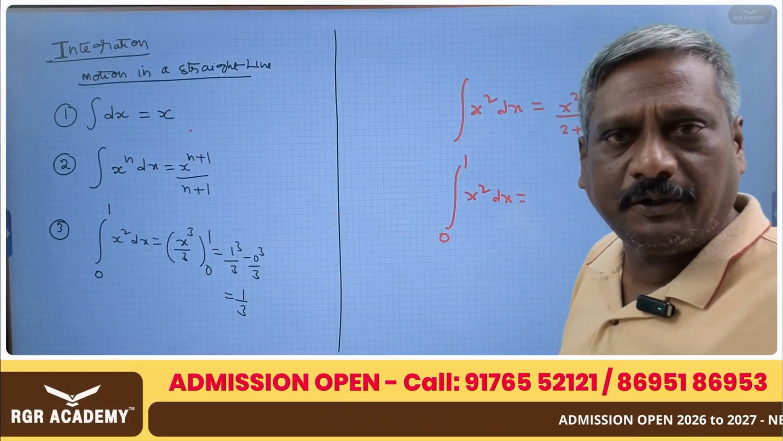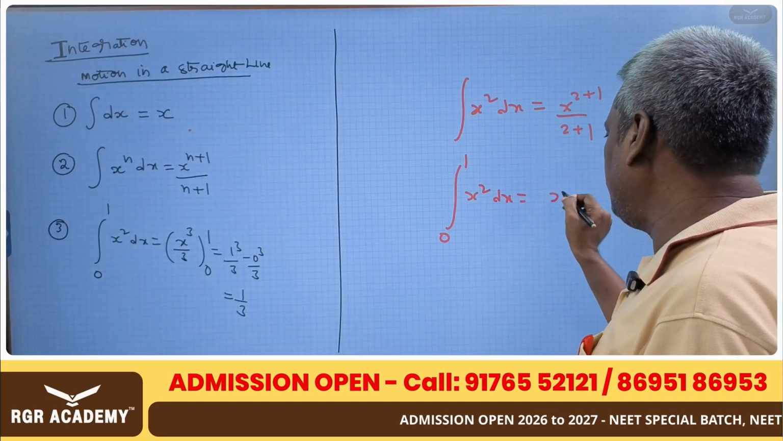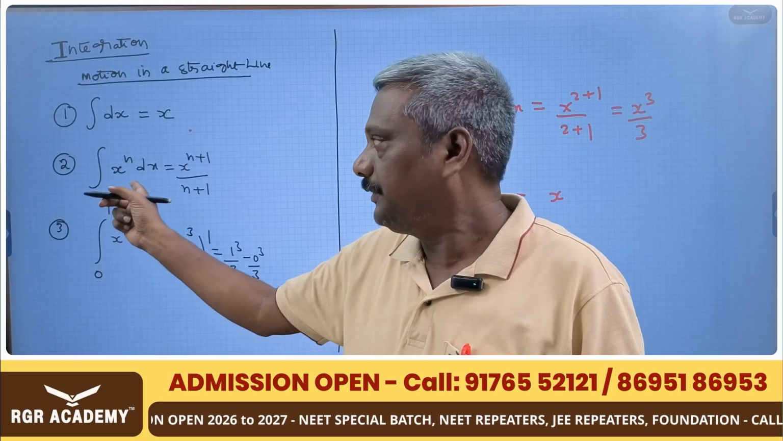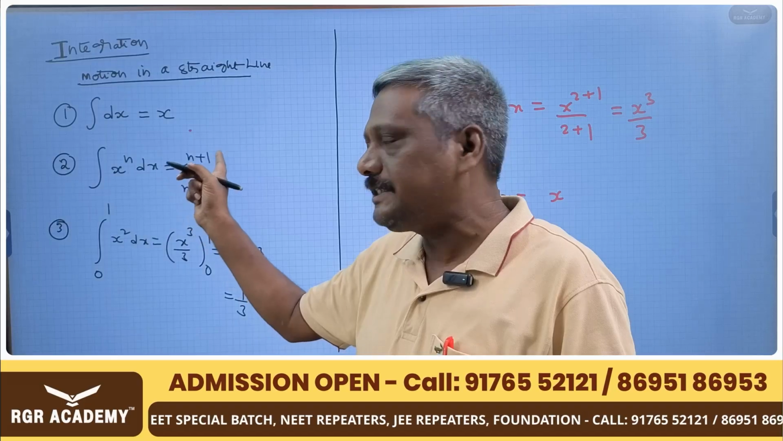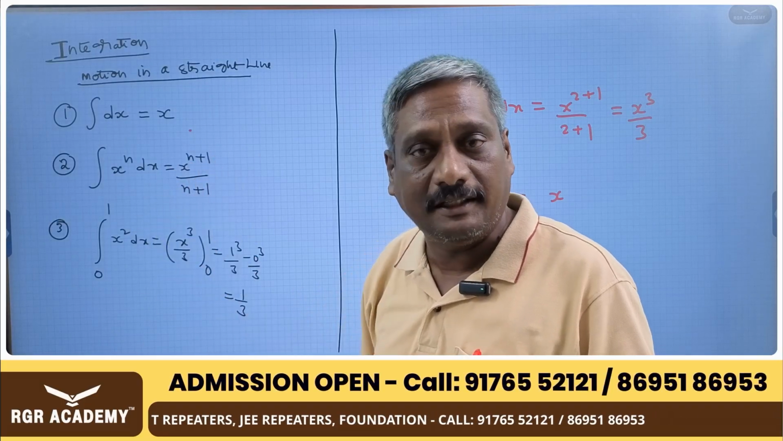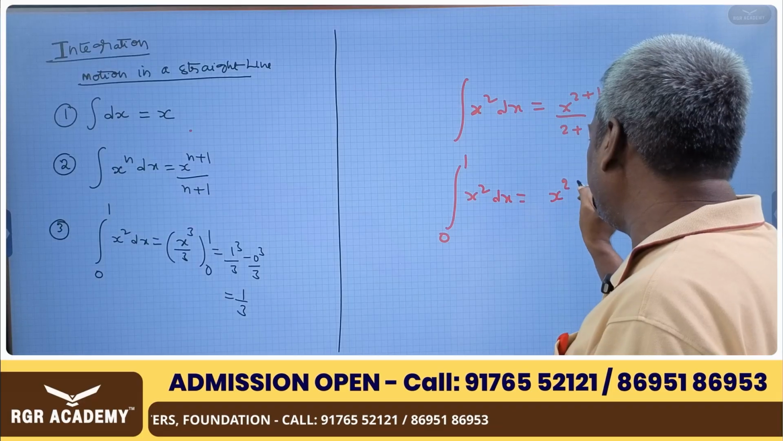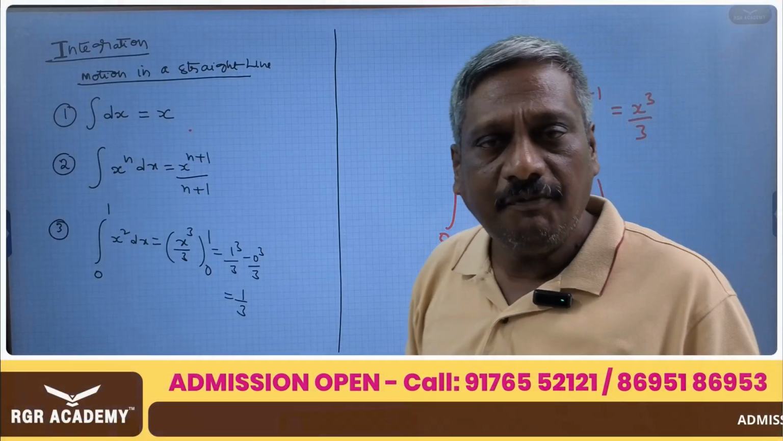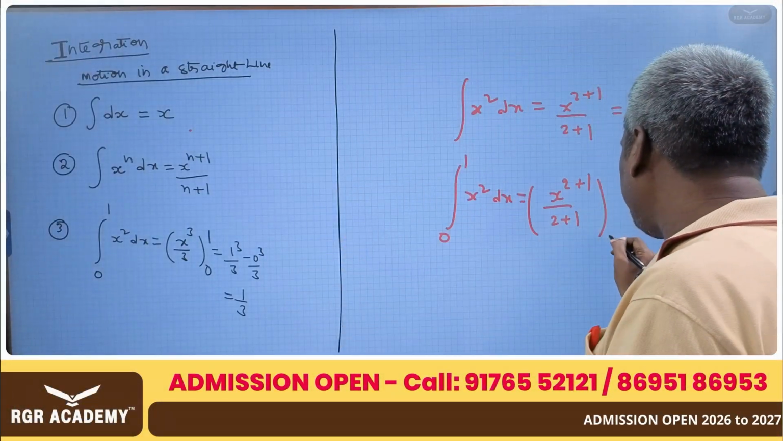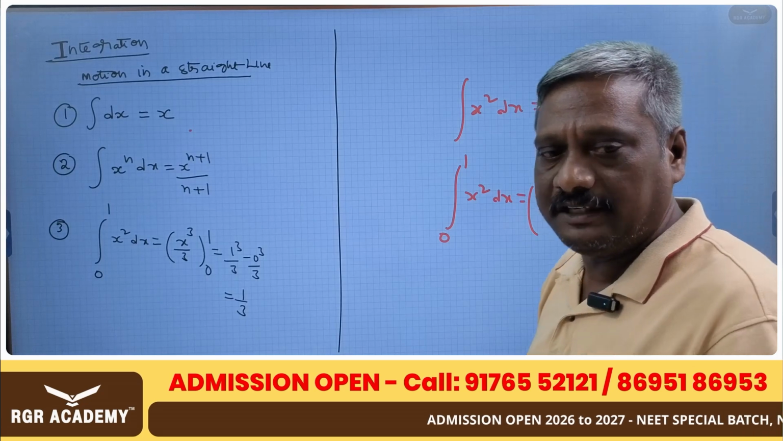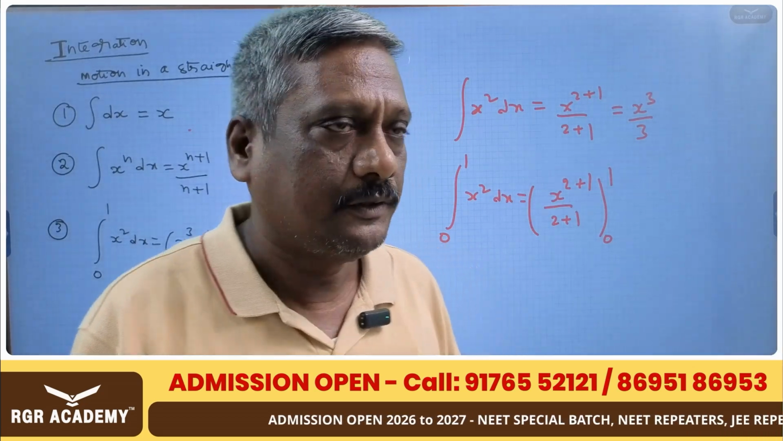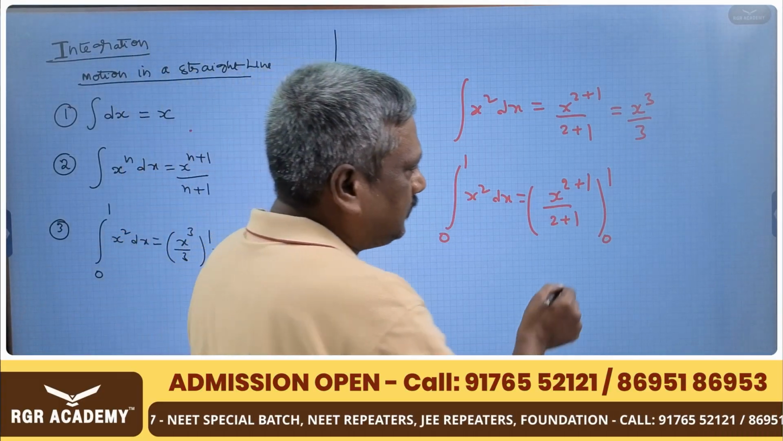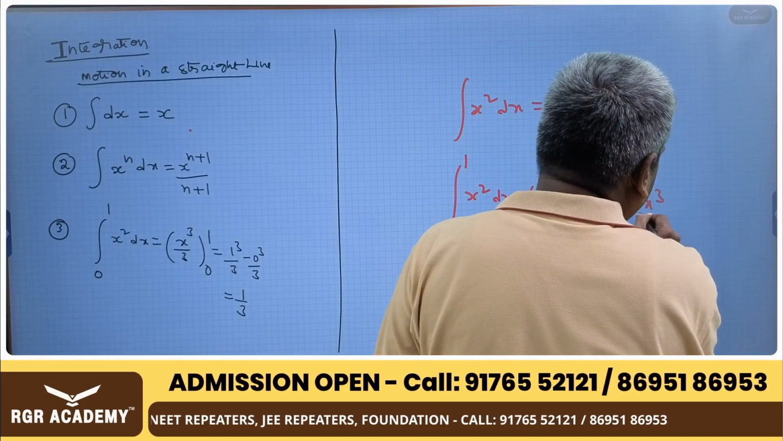What is integral x power n into dx? That is equal to x power n plus 1 by n plus 1. See, this is the second formula. So you can write x power 2 plus 1 by 2 plus 1. After applying the integral, the limits will come to the right side like this, 0 to 1. So you get x cube by 3.